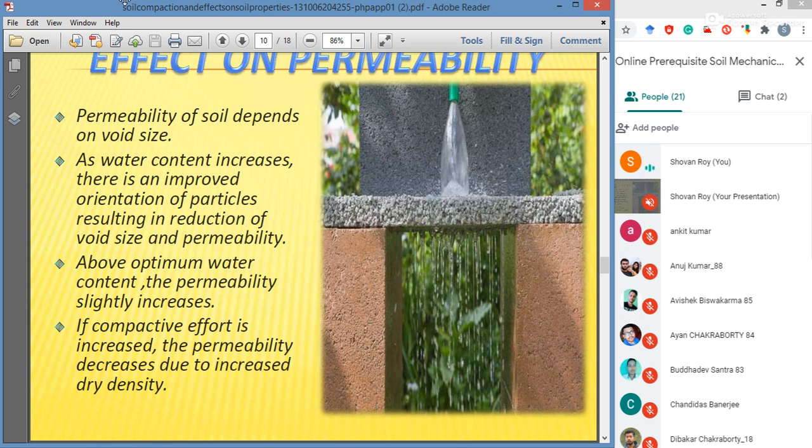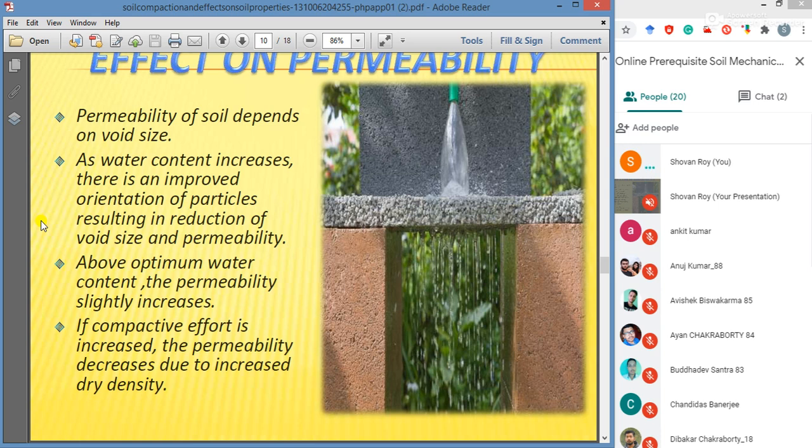You also have the shrinkage limit test, and Atterberg limits. You have the idea from your soil mechanics theory that there are three different limits of water content: liquid limit, plastic limit, and shrinkage limit. Liquid limit is the boundary between the liquid state and the plastic state. Plastic limit is the boundary between the plastic state and the solid state. Same thing, shrinkage limit is the boundary of the solid and dry state.